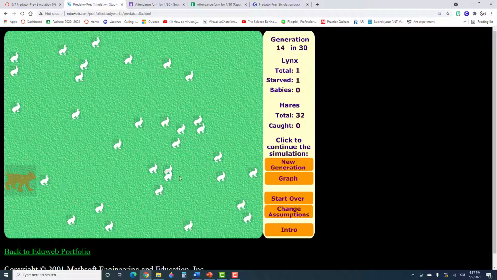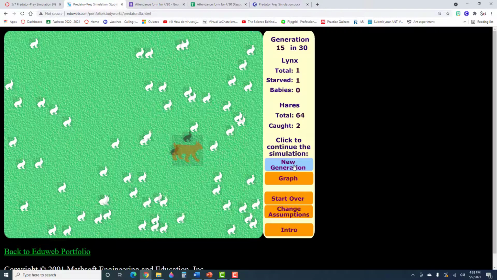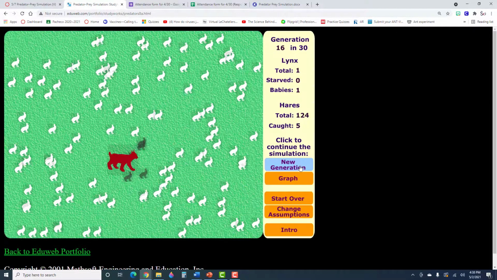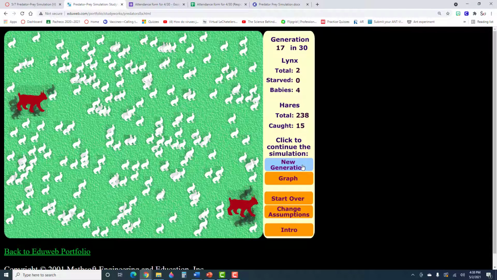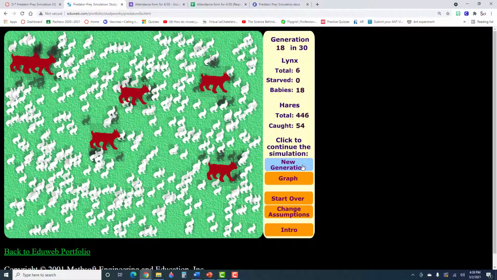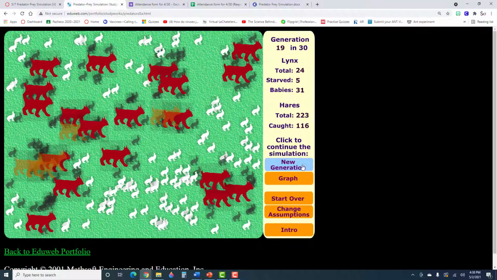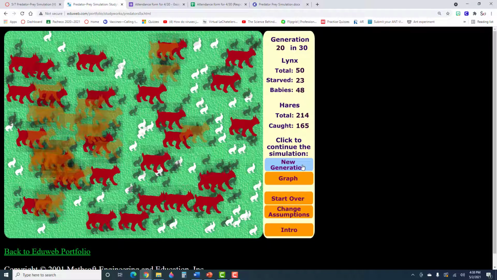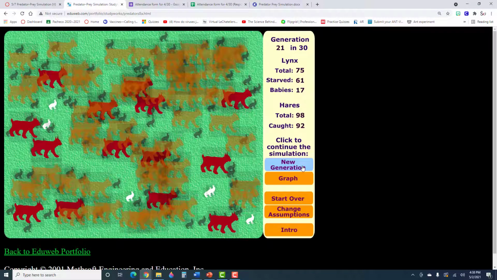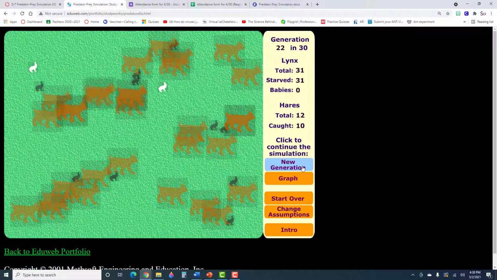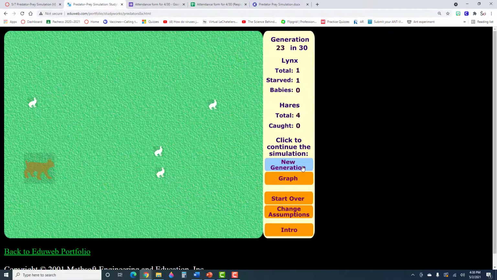So we've got some rabbits, but only 1 lynx. So generation 15, still that lynx didn't make it enough to survive, so it starves to death. Generation 16, this time it lives. Generation 17, 18, 19, 20, 21, 22, 23, back to the start.